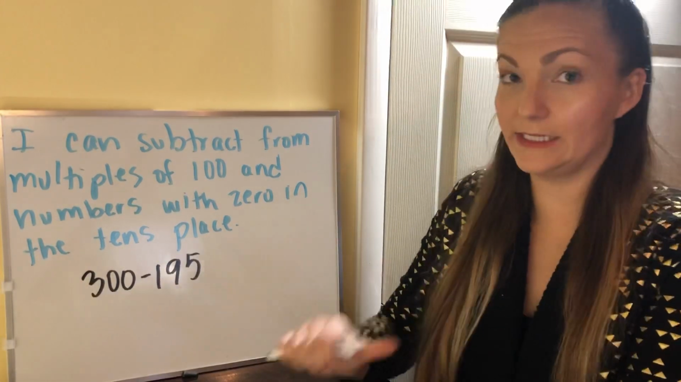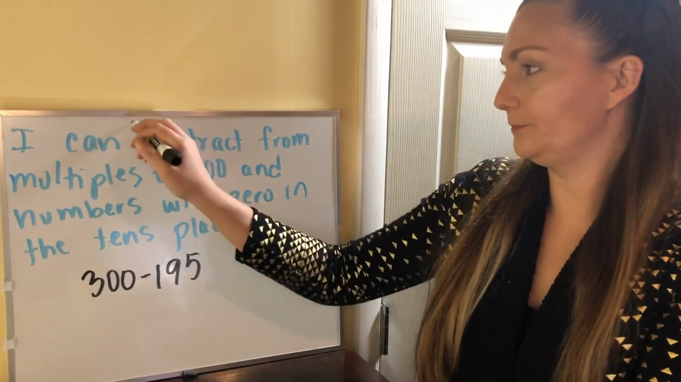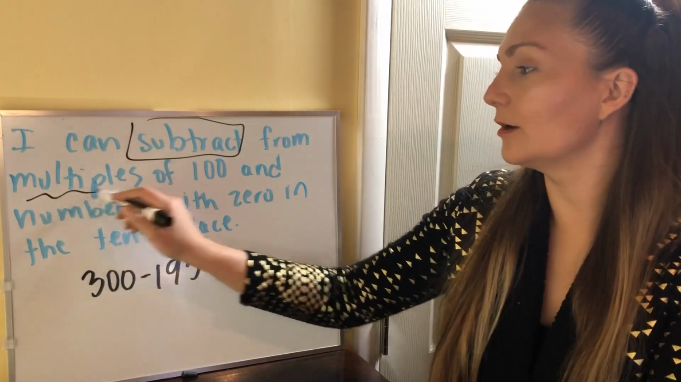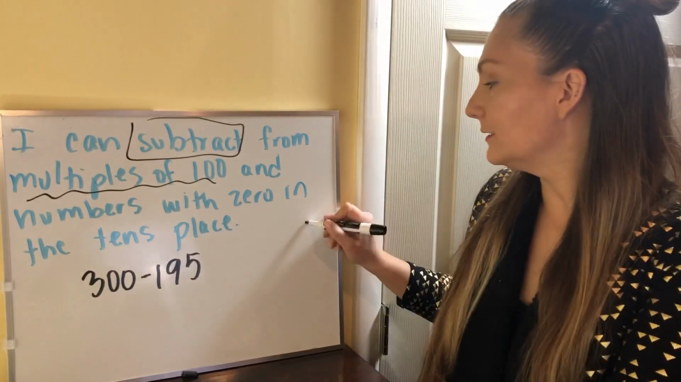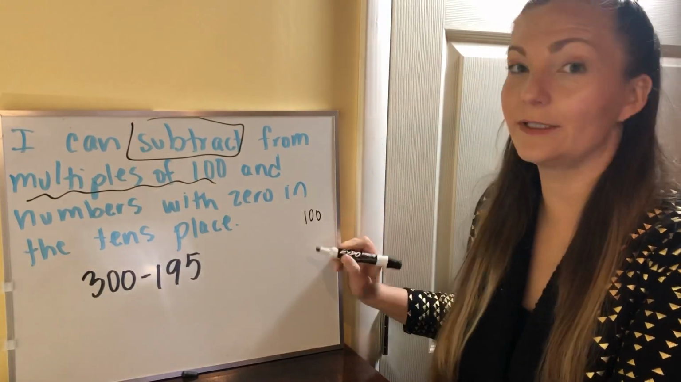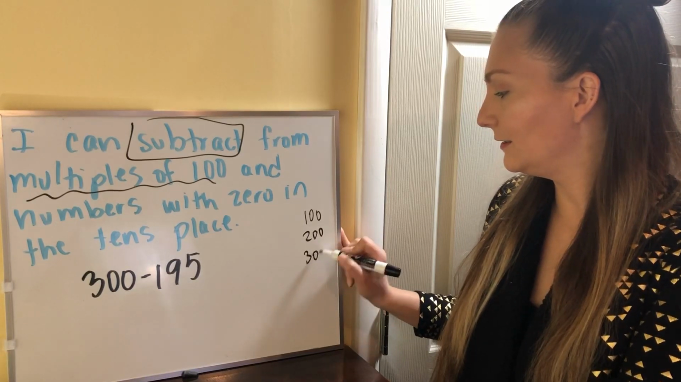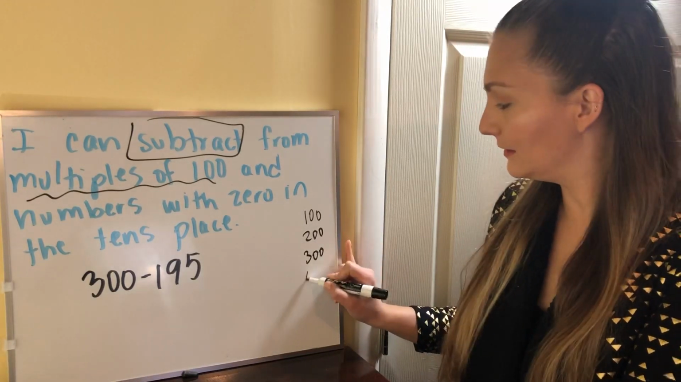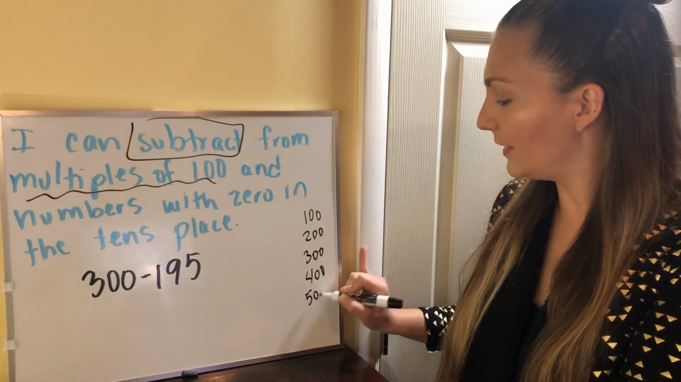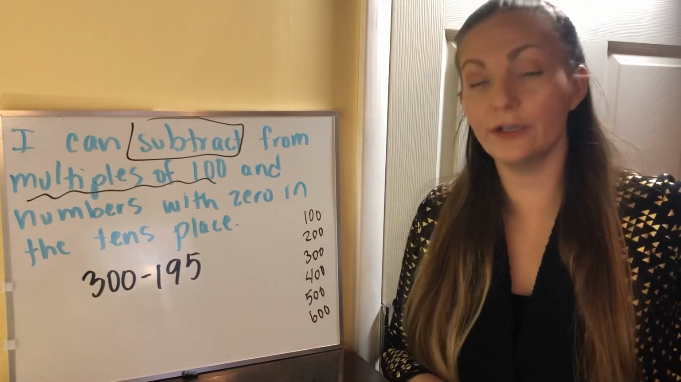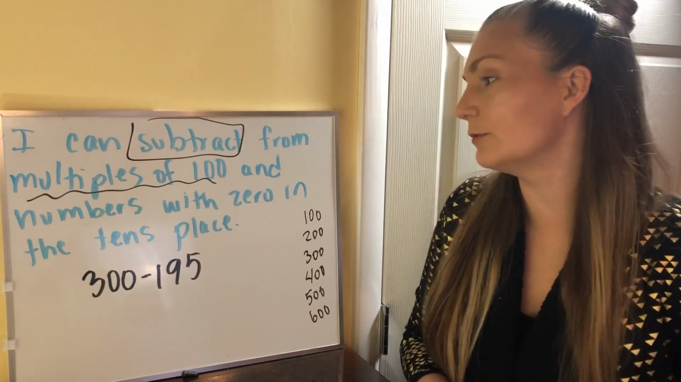What are we doing today? We are subtracting from our multiples of 100, like 100, what's another one? 200, 300, what else? Yep, all the way up. These are multiples of 100. When you count by 100, if you land on that number, it's a multiple of 100.